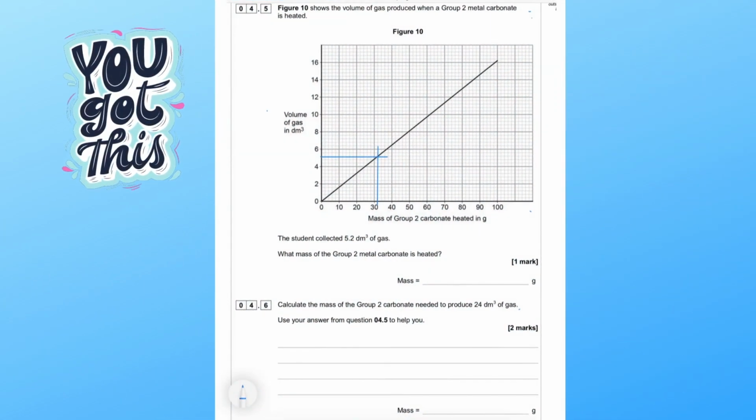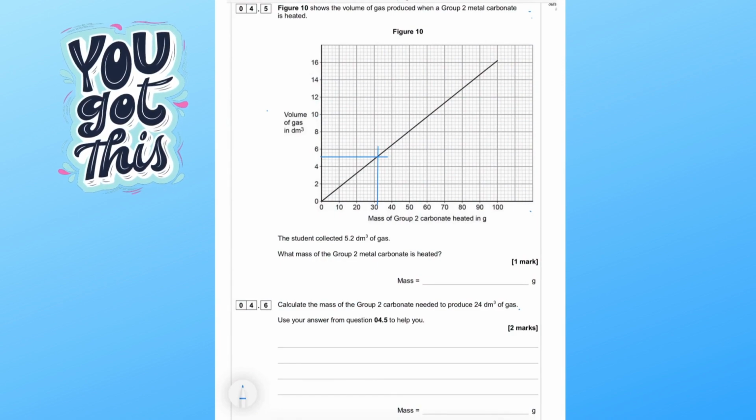Figure 10 shows the volume of gas produced when a group 2 metal carbonate is heated. The student collected 5.2 decimetres cubed of gas. What mass of group 2 metal carbonate is heated? So I've drawn the lines onto the graph, so we can see at 5.2 we get 32 grams of mass that's heated.